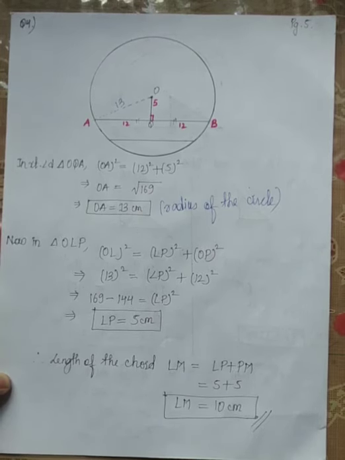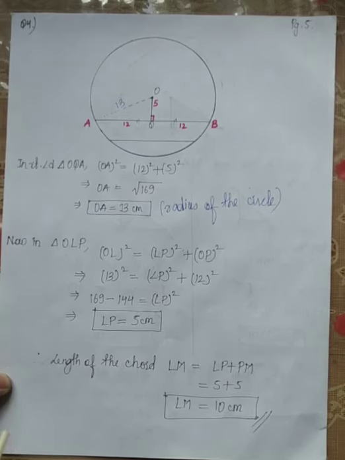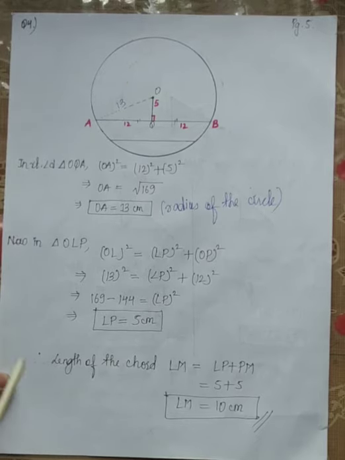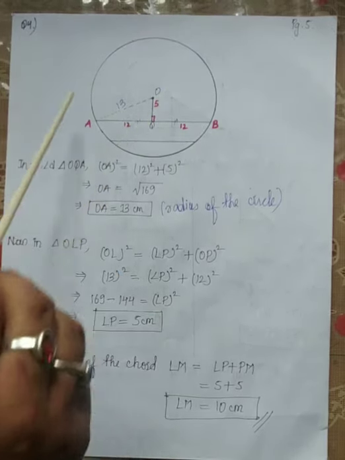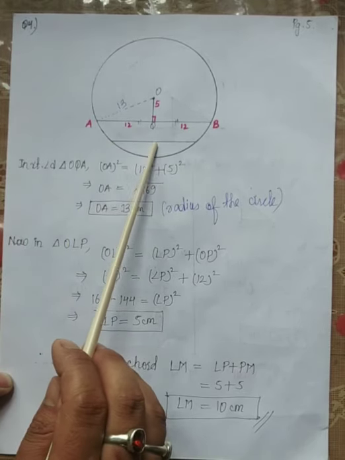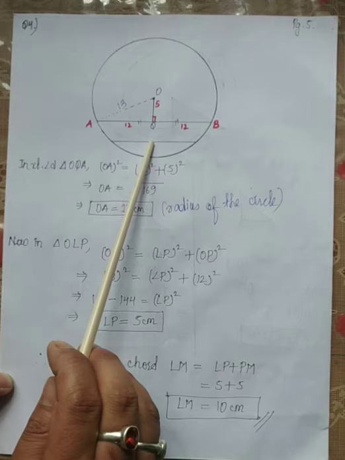The second part of the question is asking you to find the length of the chord which is at a distance of 12. Find the length of the chord of the same circle. Please be clear, of the same circle. Find the length of the chord of the same circle, but which is at a distance of 12 centimeter from the center of the circle.